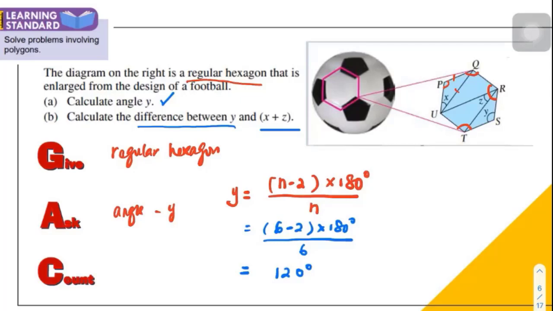So how to get the x? 180, now you know the 120. 180 minus 120 over 2. Why over 2? Because this is x and this is also x.